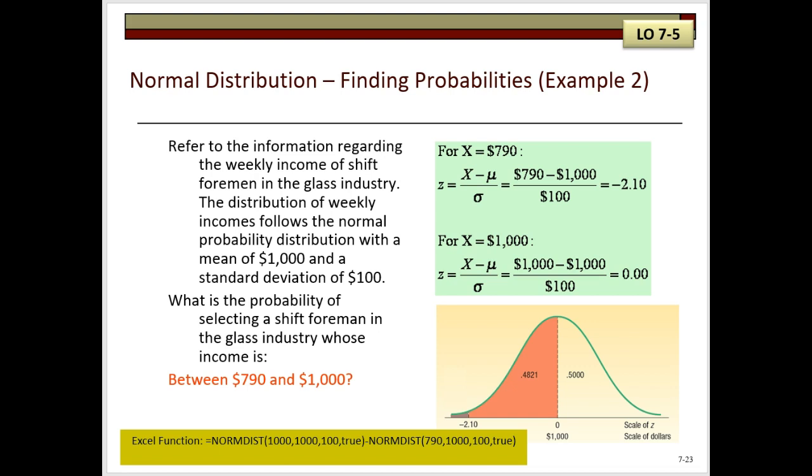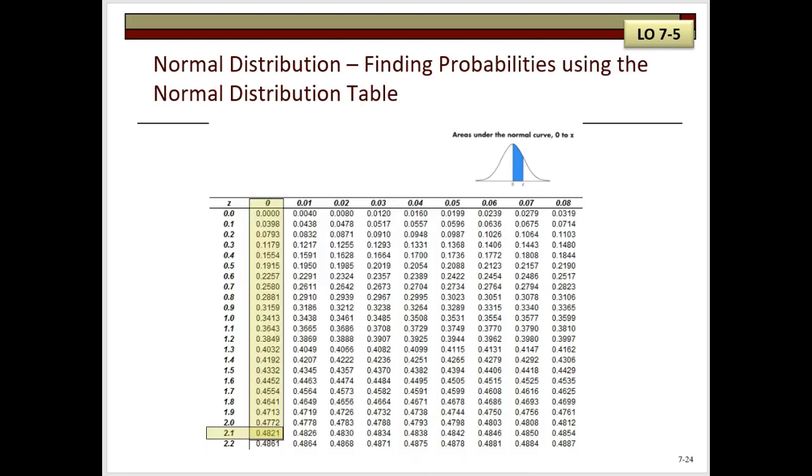If you wanted to use Excel, you would use this Excel function here at the bottom. In the next slide, we show how to obtain this probability using the standard normal distribution table. We refer to the normal distribution table to find the area between the z-value of negative 2.1 and 0. To locate the probability, go down the left column to 2.1, then move horizontally to the column headed 0.